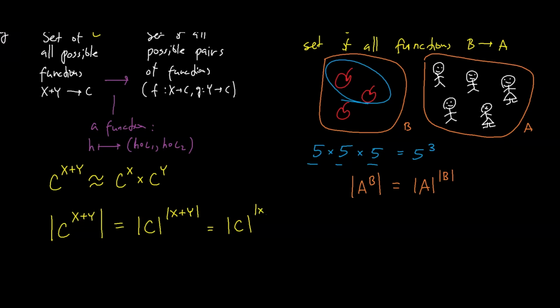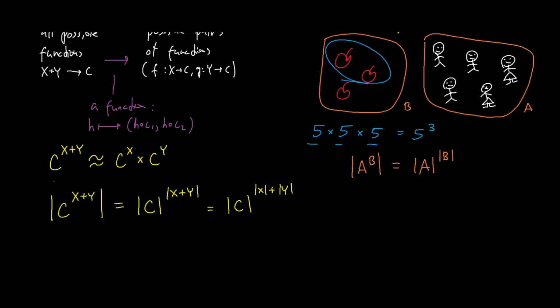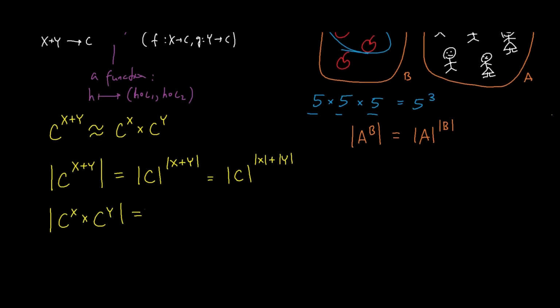So we'll have here the number of elements in x plus the number of elements in y. So we've computed the number of elements on the left-hand side here. And by this bijection, we know that's the same as the number of elements on the right-hand side. So let's see what it is. Let's now compute the number of elements here. C to the power x cross C to the power y. How many elements do we have there?